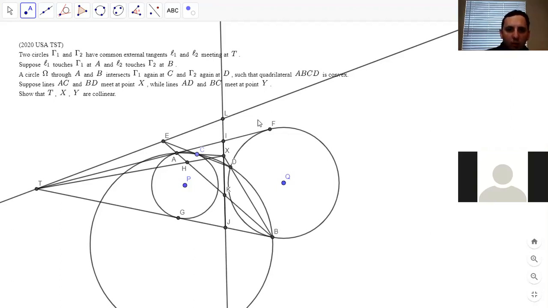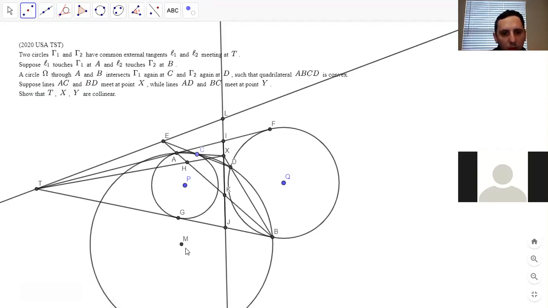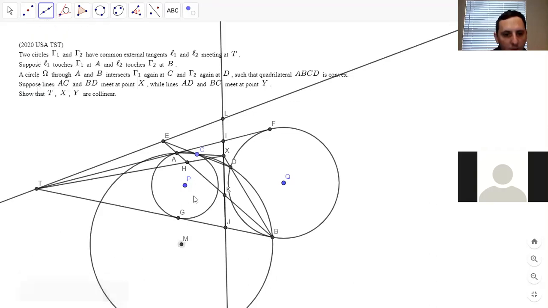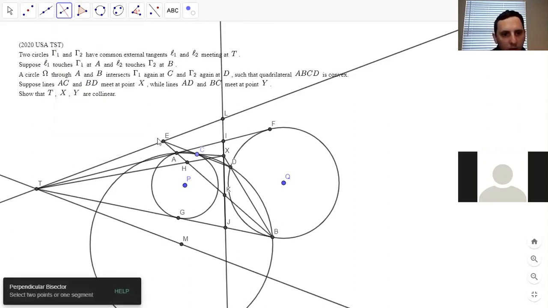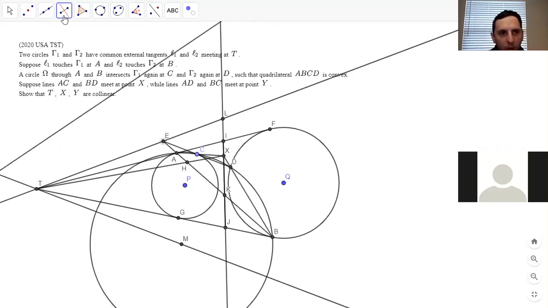Name the circumcenter of ABCD. Okay. Then draw MT. Okay. Drop a perpendicular from E to MT. Oops. Oh, that's the perpendicular bisector.